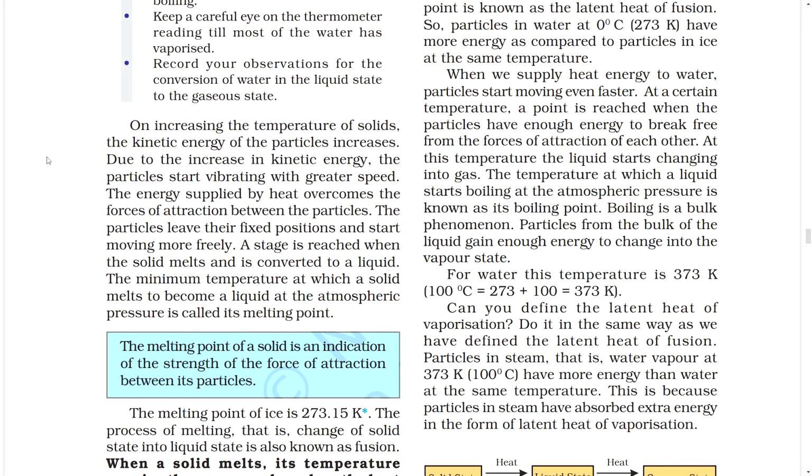The minimum temperature at which a solid melts to become a liquid at the atmospheric pressure is called its melting point. The melting point of a solid is an indication of the strength of the force of attraction between its particles. The melting point of ice is 273.15 K. The process of melting, that is change of solid state into liquid state, is also known as fusion.